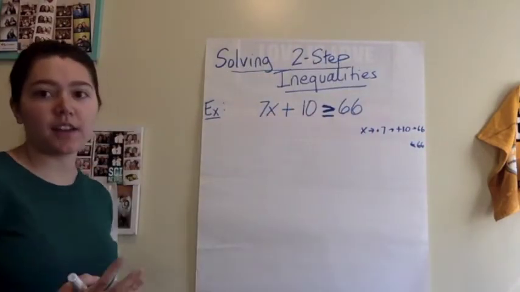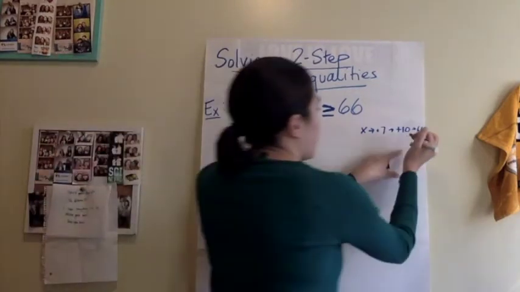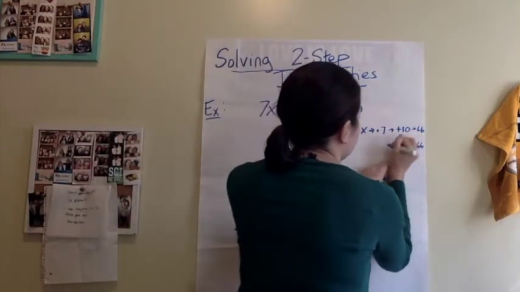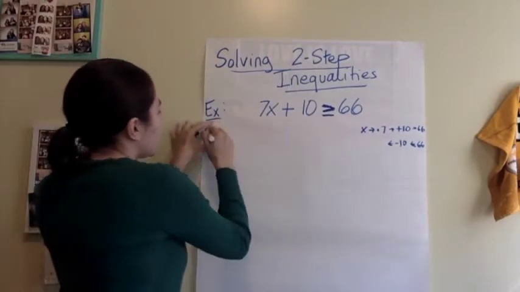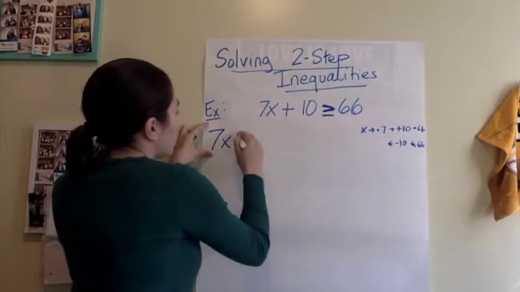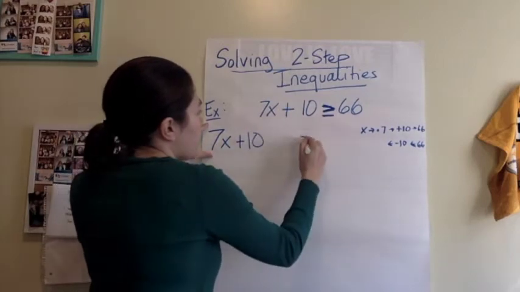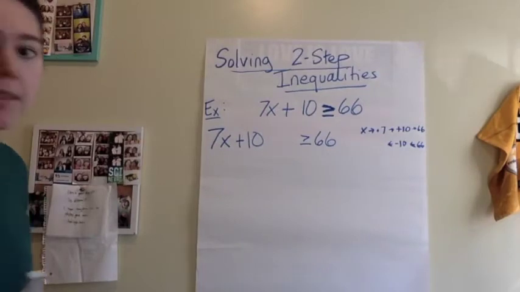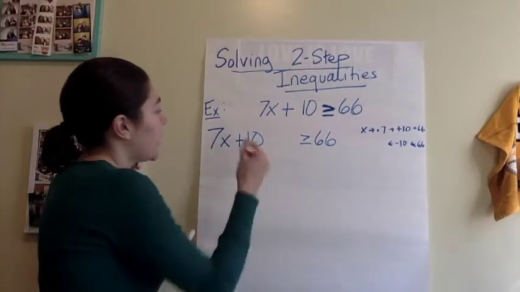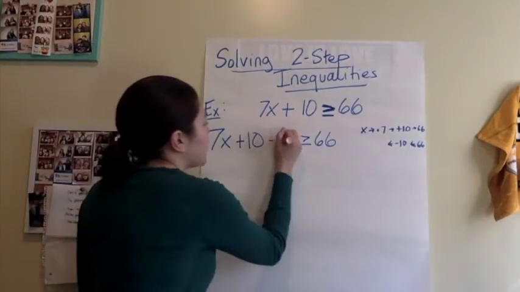So how do you undo adding 10? You subtract 10. So minus 10. That's my first step, so that's what I'm going to do here. I'll rewrite my inequality: 7x plus 10 is greater than or equal to 66. And then on both sides of the inequality, I'm going to undo that adding 10 by subtracting 10.